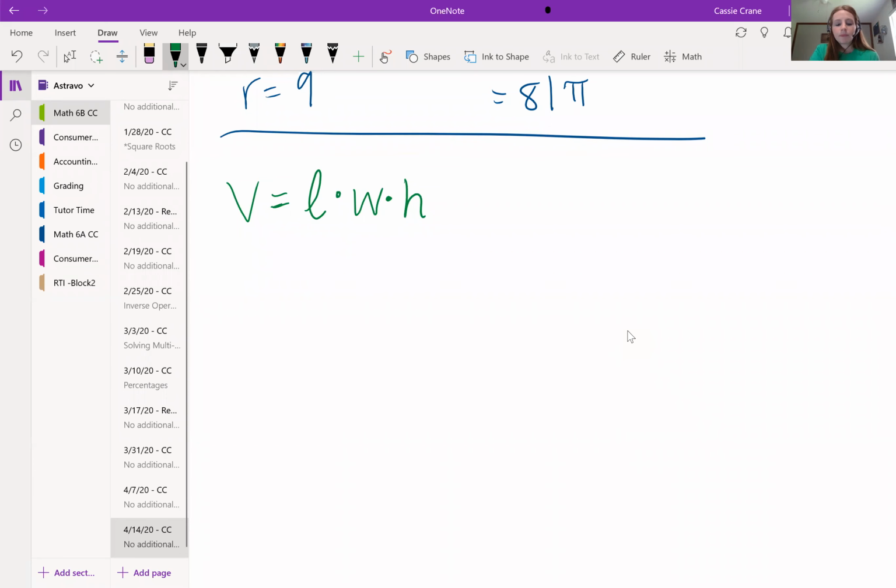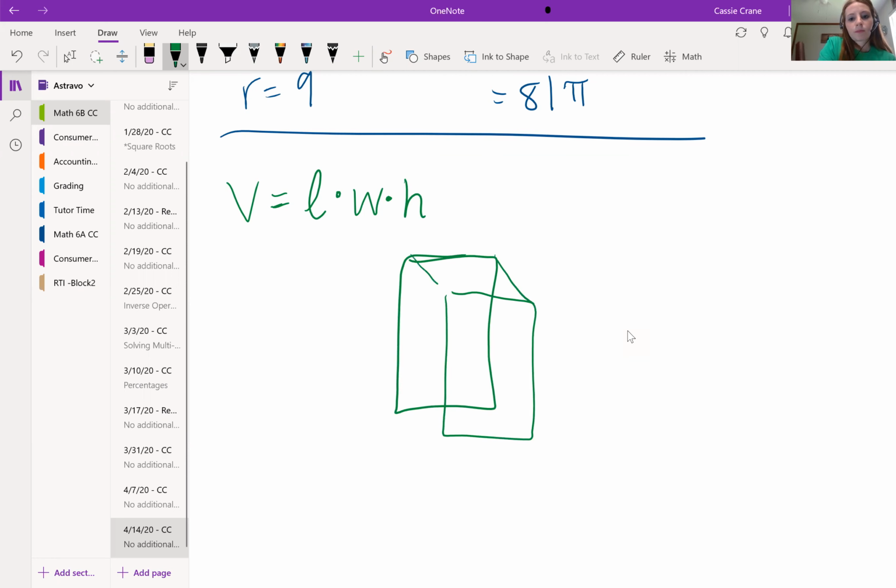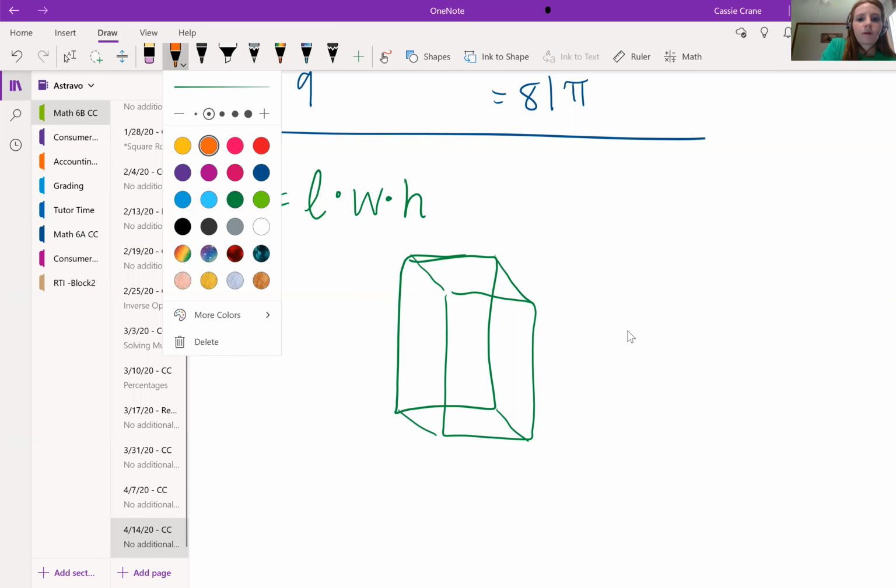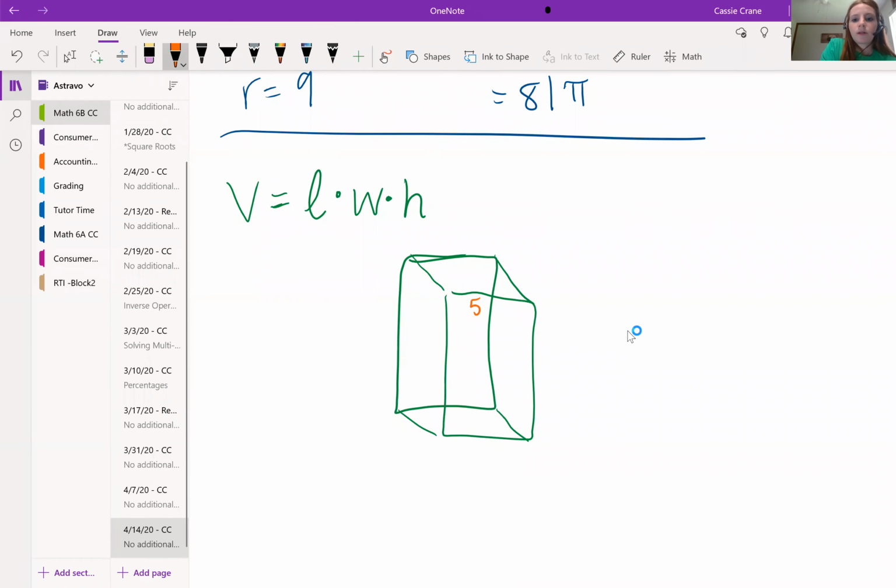So we've done perimeter and area of 2D objects. Now we're looking at volume of 3D. So length times width times height. Let's say we have a three-dimensional object. I'm not very good at drawing these, but I'll try. Okay, let's say this is our object, and it has a length of 5, a width of 3, and a height of 8. So we have length, width, and height here.